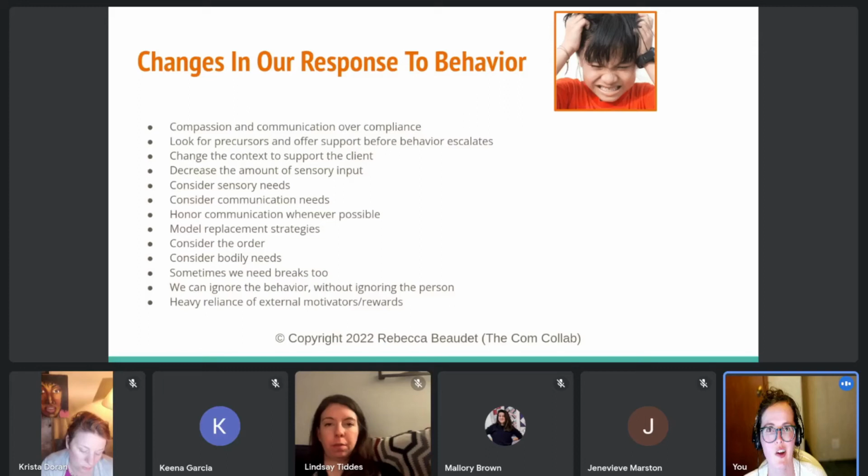And then that heavy reliance on external motivators or rewards. And I'm not talking about the occasional high five or candy bar at the grocery store. We're all going to reinforce kids. We're going to reinforce ourselves. But we want to think about how often we're using this, because we don't want to start dampening somebody's internal motivation. We don't want to start unnecessary competition between peers, and we don't want to take the fun and spontaneity out of learning.